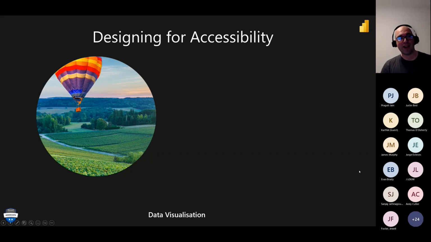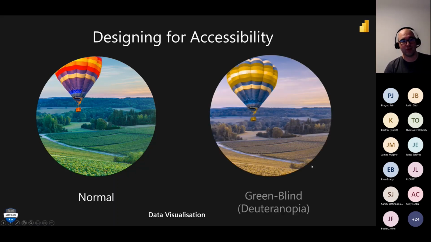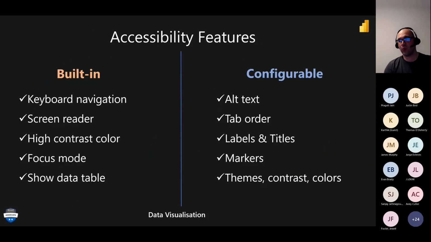If you ask yourself, why is this important? So that is a harsh name, normal. I apologize for this. Maybe I should have phrased this differently. But let's say normal in terms that you don't have any visual impairments. That's how you would see this balloon flying over these beautiful green fields. But if you're diagnosed with deuteranopia, which is a medical name for green blindness, this same picture looks very, very different. And that's why accessibility is very important.